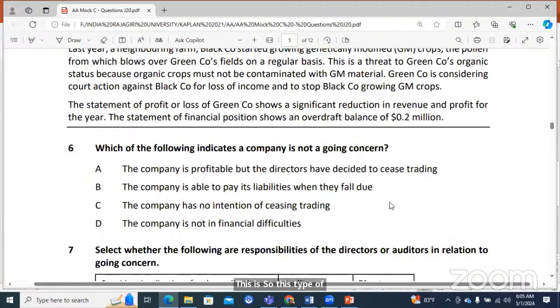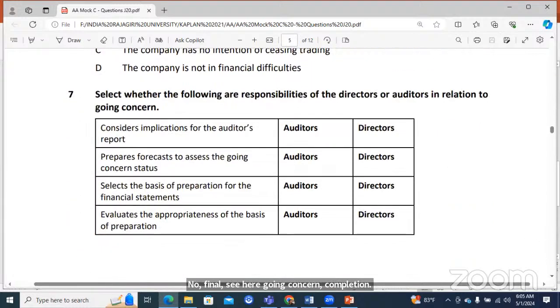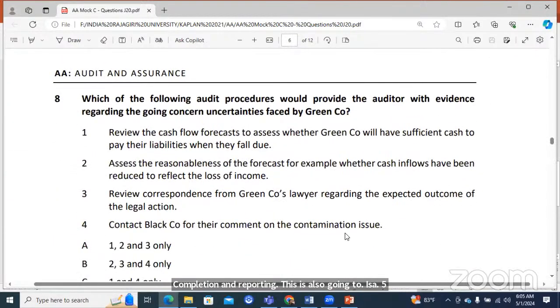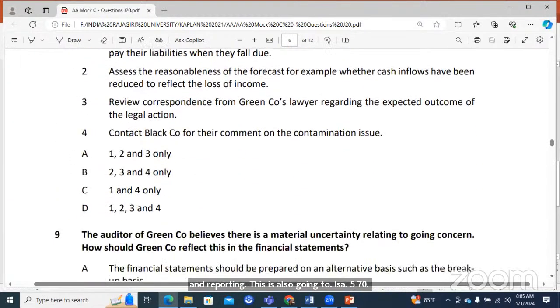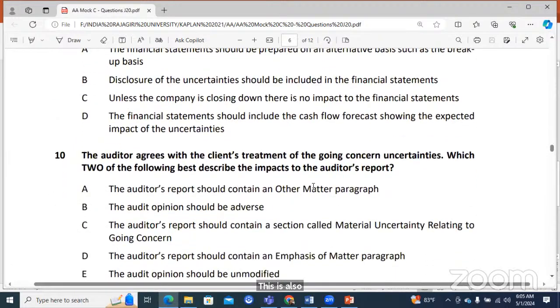Now final, see here, going concern, completion. Completion and reporting. This is also going concern, ISA 570. This is also going concern related to ISA 570. Impact to audit report, ISA 700, reporting.